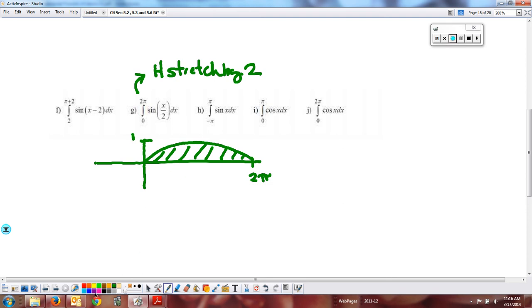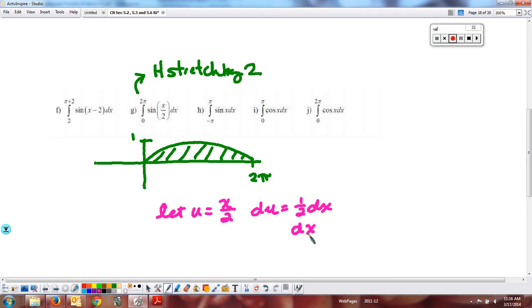Now I can also take a look at this in terms of u substitution. If I were going to let u equal x over 2, my du would be 1/2 dx. And now when I start to make my substitution, I'm going to do a couple of things here, because I'm trying to get rid of dx in this substitution, trying to change it to a simpler problem.